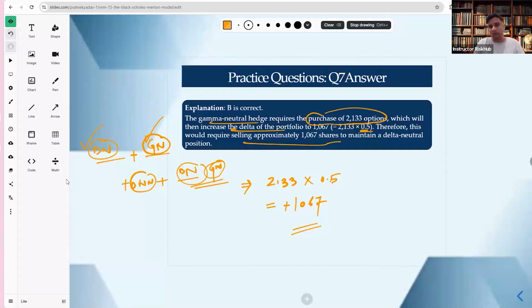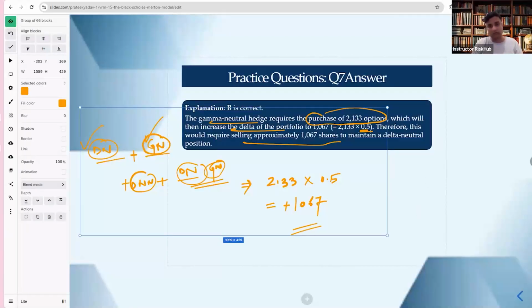Right? So same thing. You move this thing, then this thing changes, then you make it again delta neutral, gamma neutral. Delta becomes not neutral, then make it delta neutral, gamma neutral both. So again, a complex kind of process, a very weird kind of process, but yes, that is how it works.